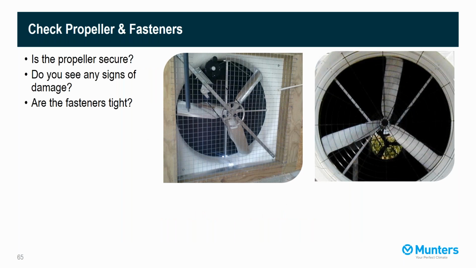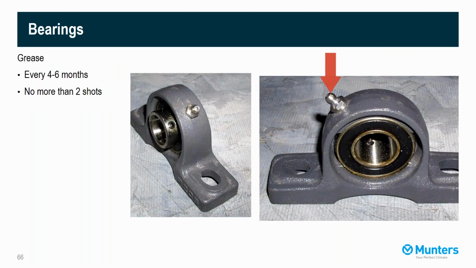We also want to check the propeller. Is the propeller secure? Is there any damage to the propeller? Check the fasteners to make sure all the fasteners are tight. And with our bearings, we want to grease the bearings every 4 to 6 months, but no more than 2 shots of grease each time. Any more than that, and you're likely to blow the seal out and shorten the life of your bearing.